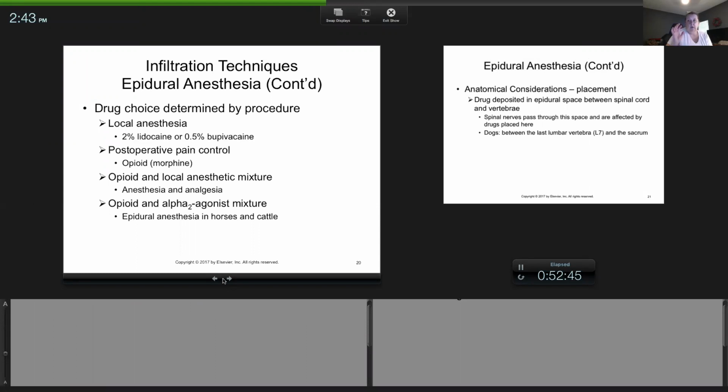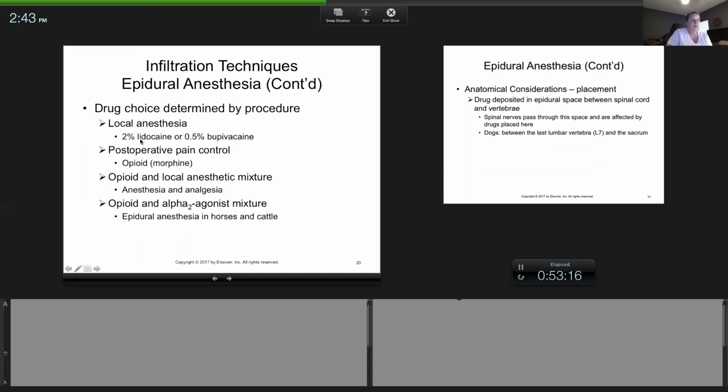Now, another important thing to understand: when we do those line blocks and paravertebral blocks and dental blocks, we are typically only using lidocaine or bupivacaine. We usually just use a straight local anesthetic. When we do epidurals, we tend to mix different agents in. Now, you can totally do it with just the lidocaine or bupivacaine by itself.